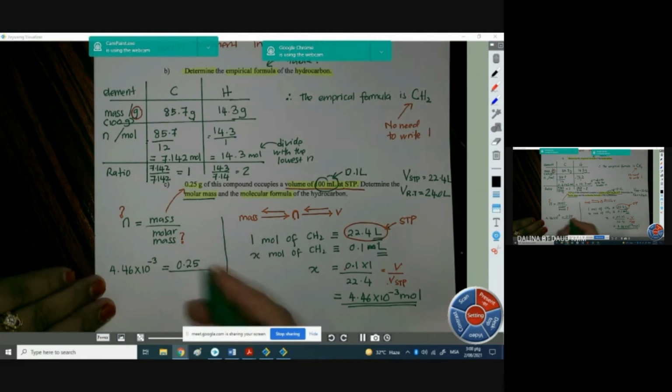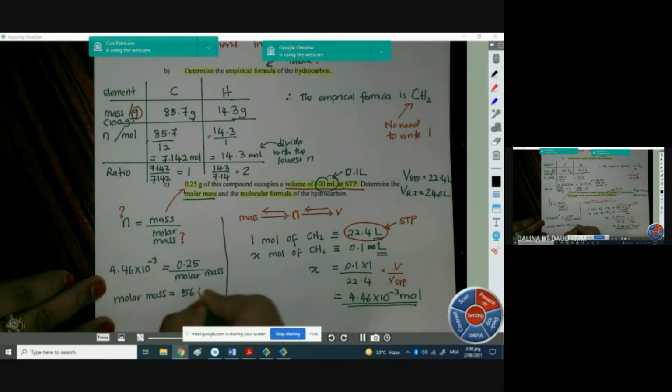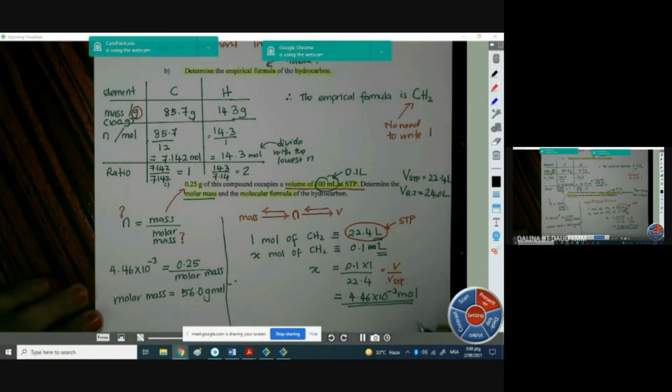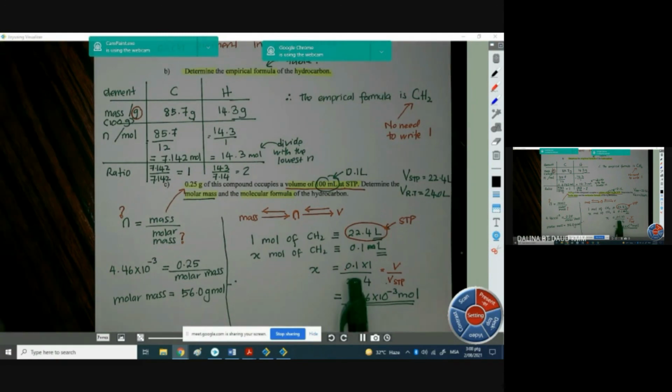So you have 4.46 times 10 power of negative 3 equal to 0.25 divided by the molar mass. Molar mass, kita tak tahulah kan, kita nak cari. So you will get molar mass equal to 56.0 gram per mole. The unit of molar mass is gram per mole.